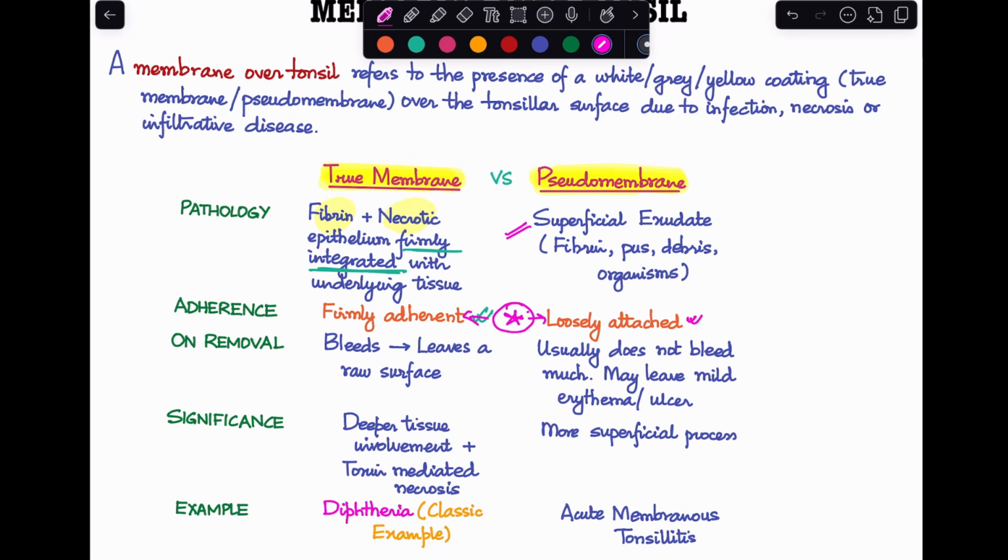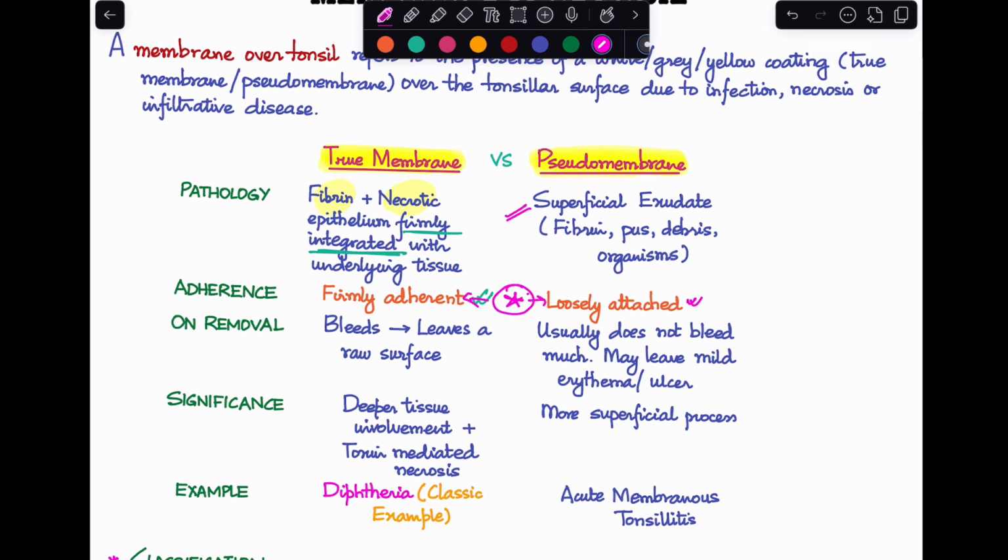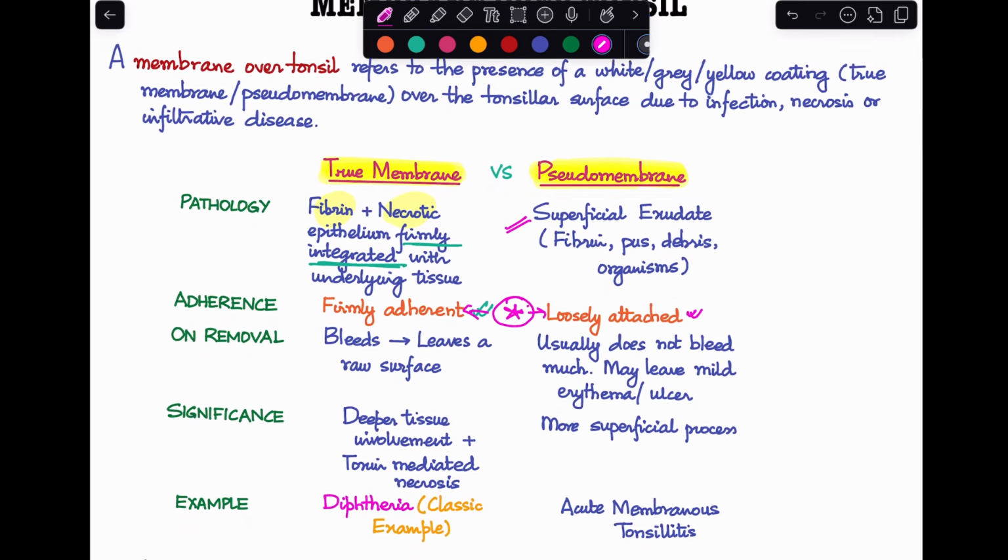Whereas an example of a pseudomembrane would be a case of acute membranous tonsillitis. So if it's a case of acute membranous tonsillitis and you try to remove this white membrane that you're seeing over the tonsil, it will not lead to any kind of bleeding. If you want to know more about the different types of acute tonsillitis, you can check out my video on that. So that's about a true membrane as well as a pseudomembrane.